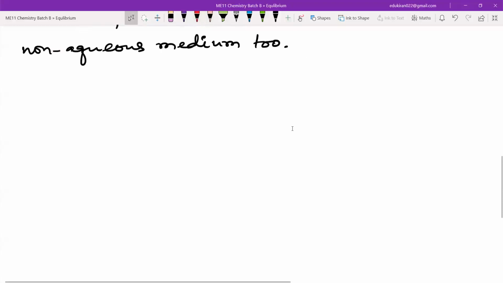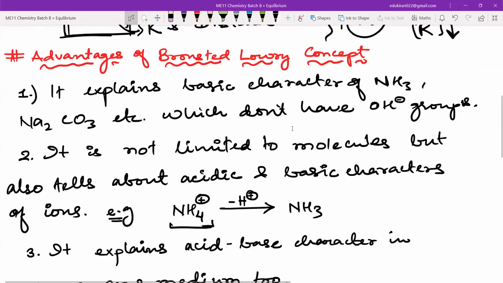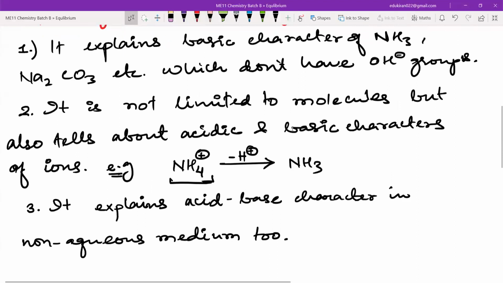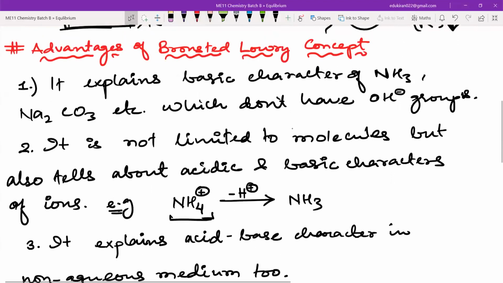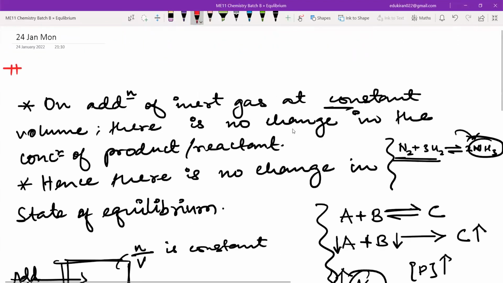Sir, wait, zoom out. And you take a screenshot of this. This is a correction from the last class. So take a screenshot from here. Done? Can I move down? Yes, sir.